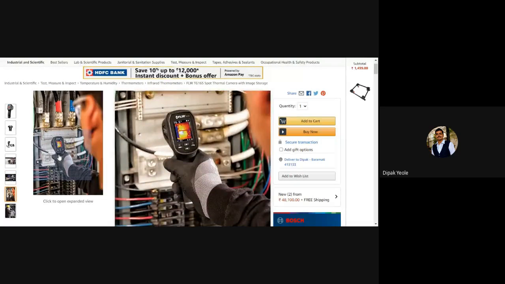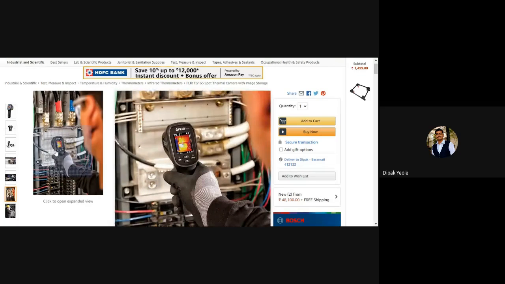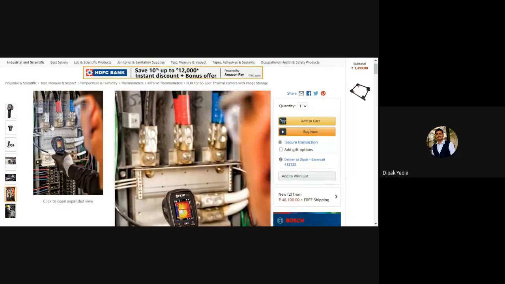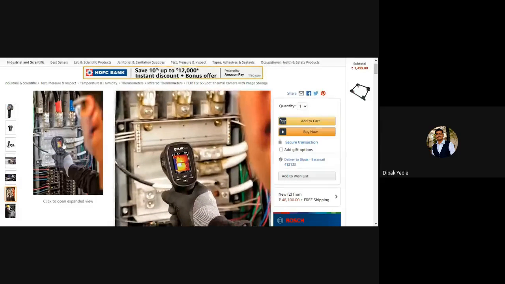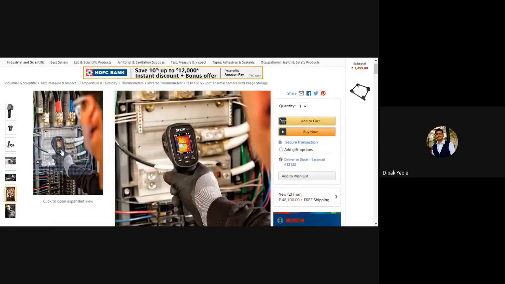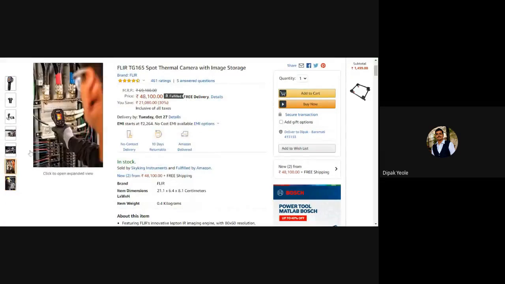And this is the next picture they are going to show. The contacts are available. You can see the RYB three-phase contacts, and the person captures the image based on this screen. And this is the last image.